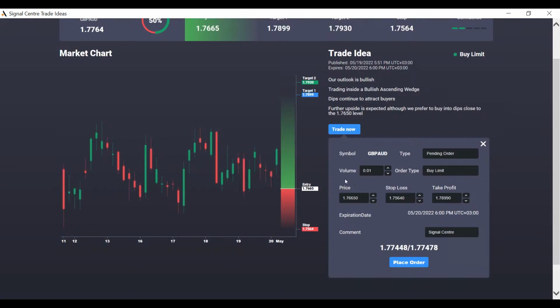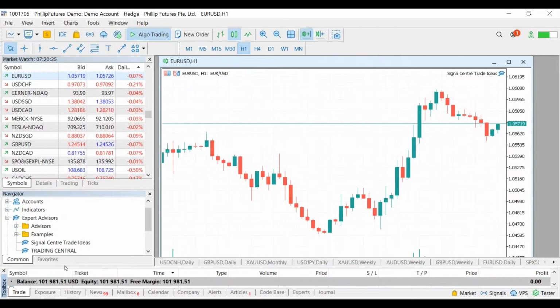They have also included the entry price, stop loss price, and take profit price. And then it also states the expiration date of this trade idea. So basically that is all the information that you need to place a trade order. From here, all you have to do is press place order. You will see that the order was created successfully. If you want to verify that, you go back to your MT5 platform, go to your trade.